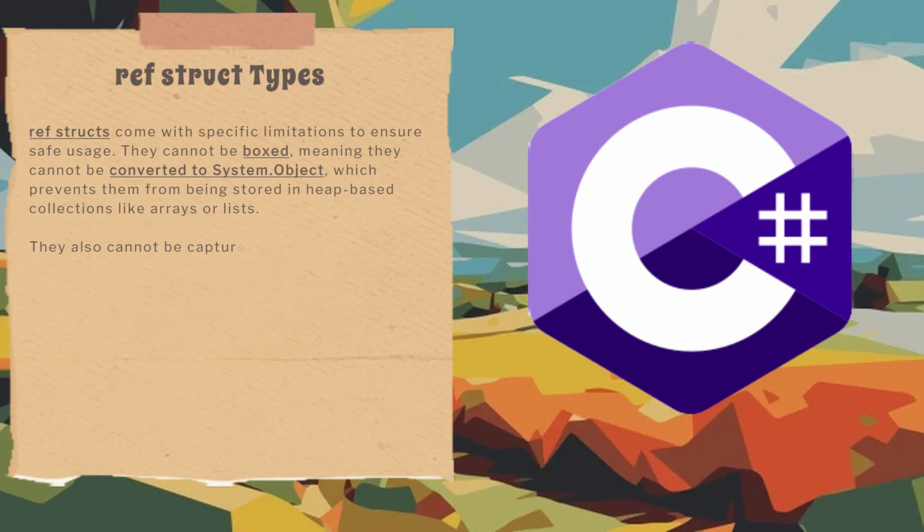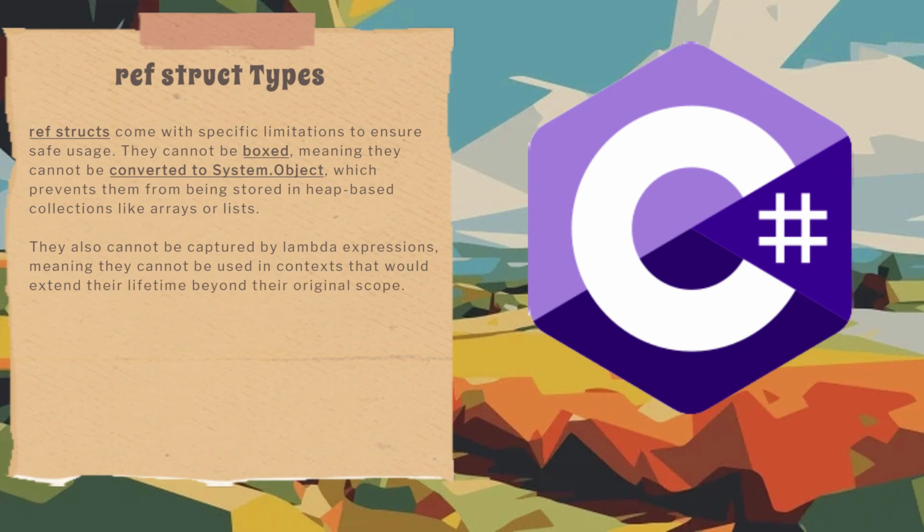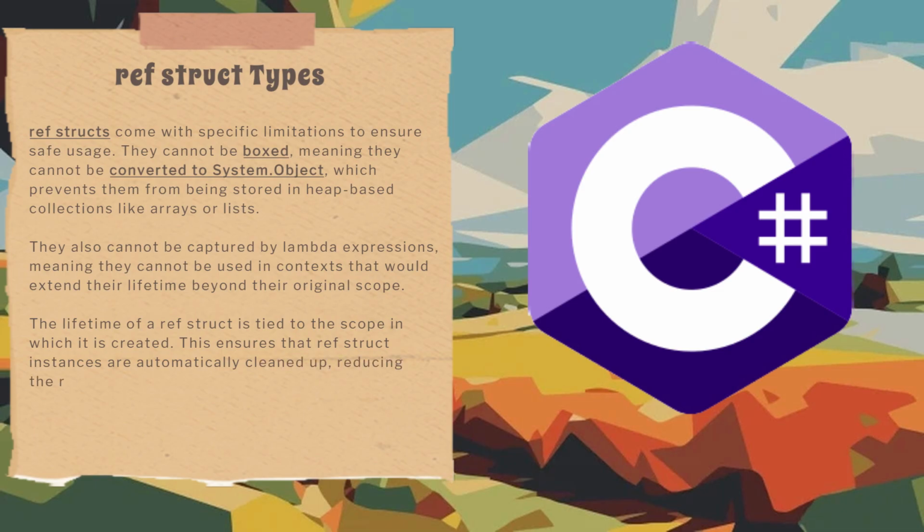They also cannot be captured by lambda expressions, meaning they cannot be used in contexts that would extend their lifetime beyond their original scope. The lifetime of a ref struct is tied to the scope in which it is created. This ensures that ref struct instances are automatically cleaned up, reducing the risk of memory leaks.